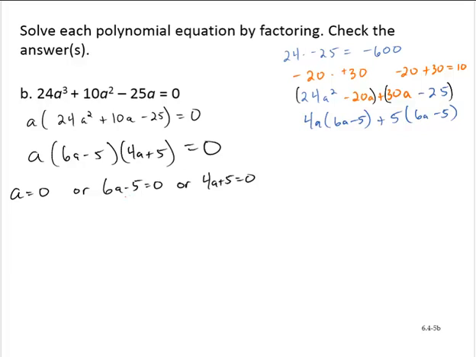We will add 5 to both sides. So then 6a is equal to 5, and then divide through by 6, and a is equal to 5 over 6.